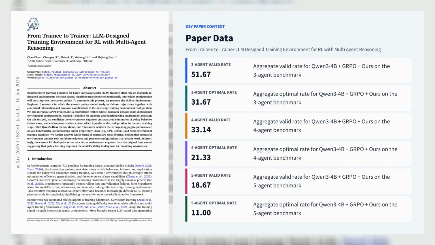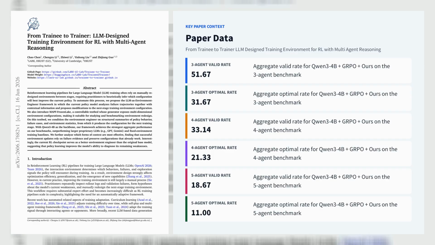On 3, 4, and 5 agent generalization benchmarks, the Qwen3-4B plus GRPO plus environment-engineer system achieves the strongest aggregate performance, reaching 51.67 valid rate and 31.67 optimal rate on 3-agent tasks, 33.14 and 21.33 on 4-agent tasks, and 18.67 and 11.0 on 5-agent tasks, while outperforming larger proprietary LLMs, including GPT-5.4, Grok 4.2, Gemini 3 Pro, and Kimi K2.5 as environment designers.